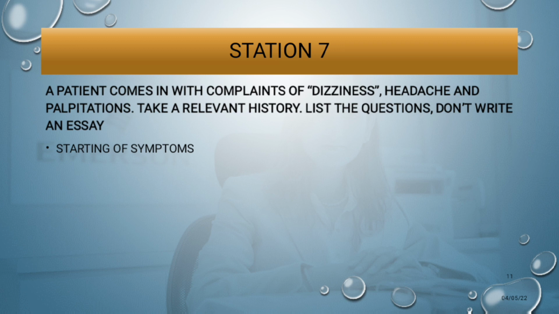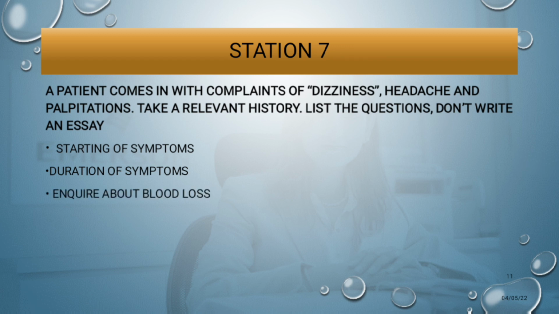And if you feel you also need to ask about any other symptoms related in other systems, then you have to ask them before you go to your past medical history. So in short, the review of systems can also be written, but you don't just write review of systems, you just ask the questions you want to ask in the review of systems. Okay. So starting with the symptoms, ask about the duration of the dizziness, headache, and palpitations.